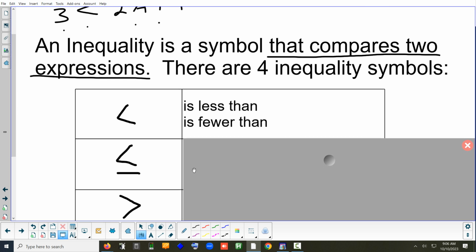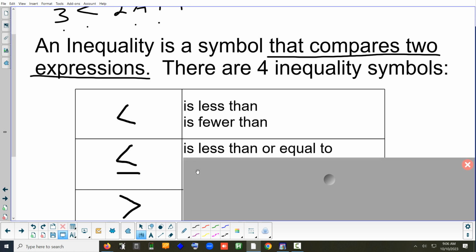All right, let's look at this one. It's like the less than symbol, but now it's got the line under it. Less than or equal to. Anytime you have an inequality symbol and you put the horizontal line under it, it means you have to add or equal to. So that's is less than or equal to.